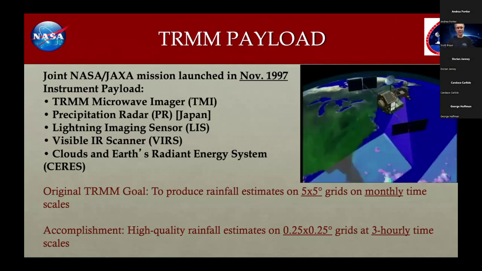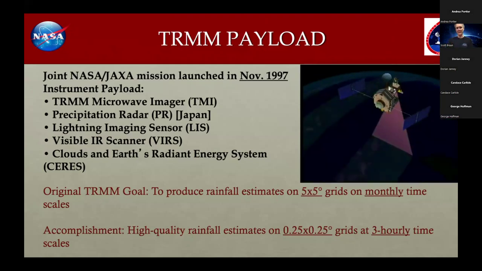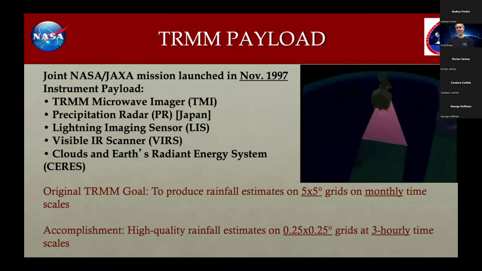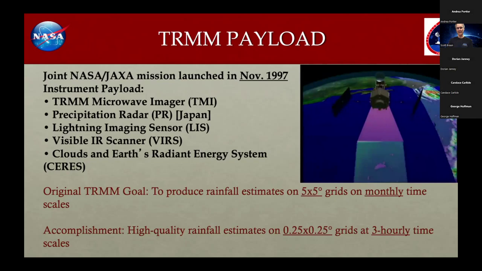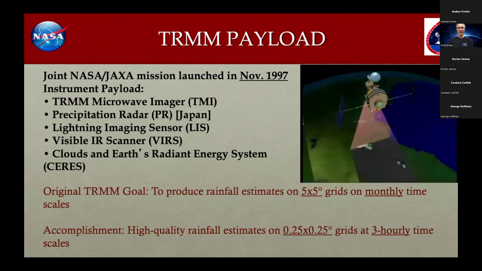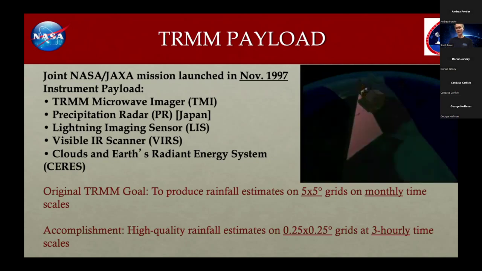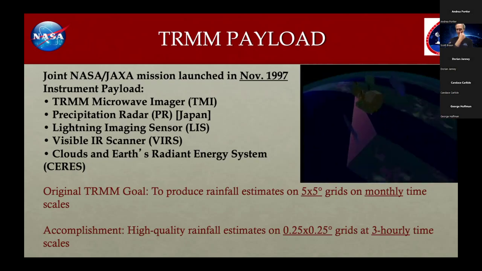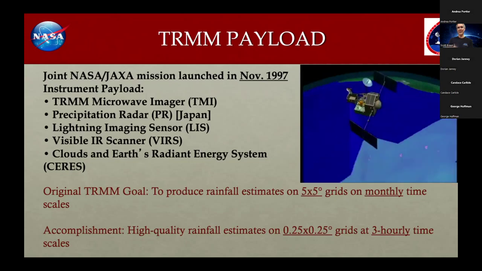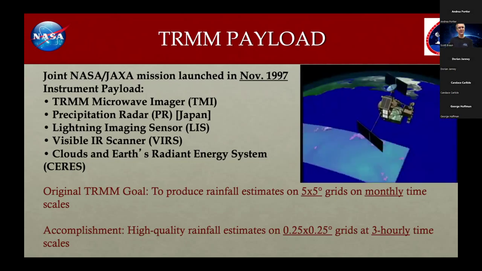So TRIM's initial goal was to produce rainfall estimates on 5 by 5 degree grids on about a monthly time frame. But the long duration of the mission enabled us to go to much finer scales. And in fact, very similar to the IMERG product that George showed, TRIM was able to get down to rainfall estimates at a quarter degree at 3 hourly timescales. And so it was an amazing amount of progress going from the initial goals to what we have finally accomplished.